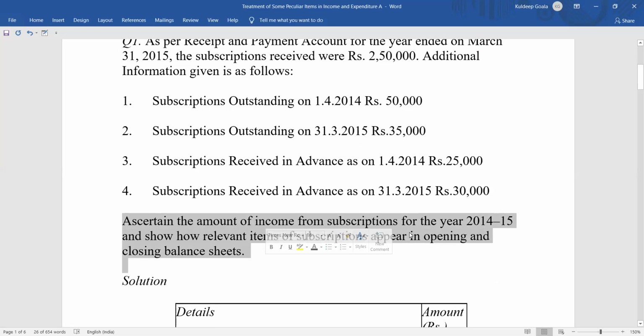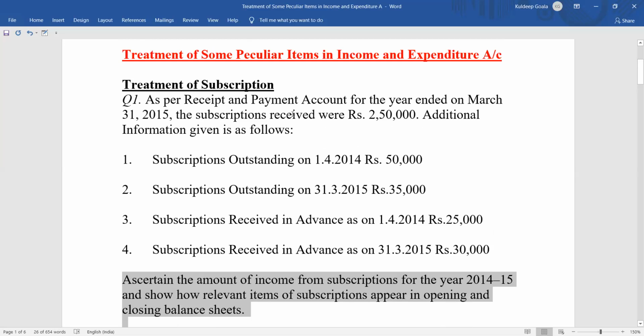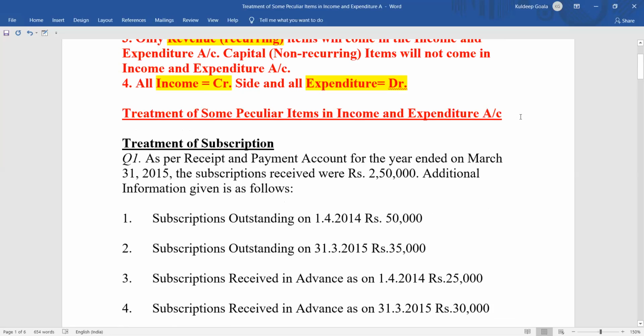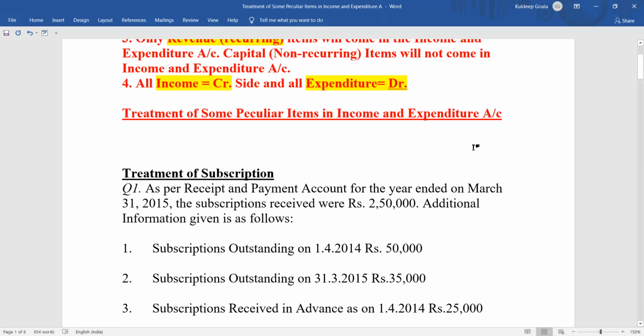Okay, we have to show the treatment of all these things in the opening and closing balance sheet also. Before we get into it, let me give you the guidelines of how to treat it. First of all, what you have to write, income or expenditure, whatever the item it is. Let's take it for income. Income received, we are going to take it on the basis of income. If it is expenditure also, you can do the same thing. This formula will be applicable in both cases.